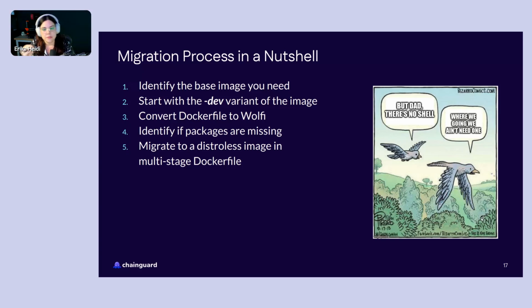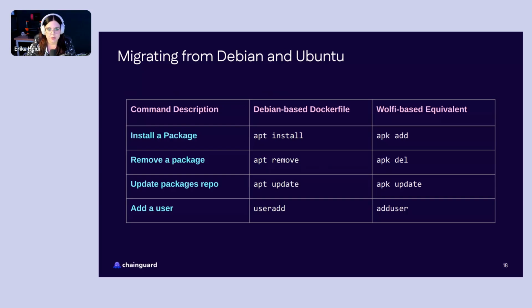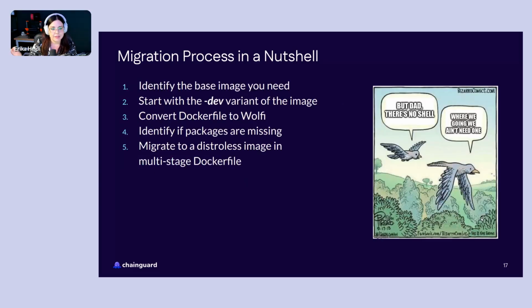If you're coming from Debian, for instance, then I have a table here that I will show. So convert the Dockerfile to Wolfi, changing the commands that I will show in a moment. Identify any packages that are missing that you may need to install, or there's another way to fix it. And then finally, you can try to migrate to a distroless image in a multi-stage Dockerfile that we're still going to see.